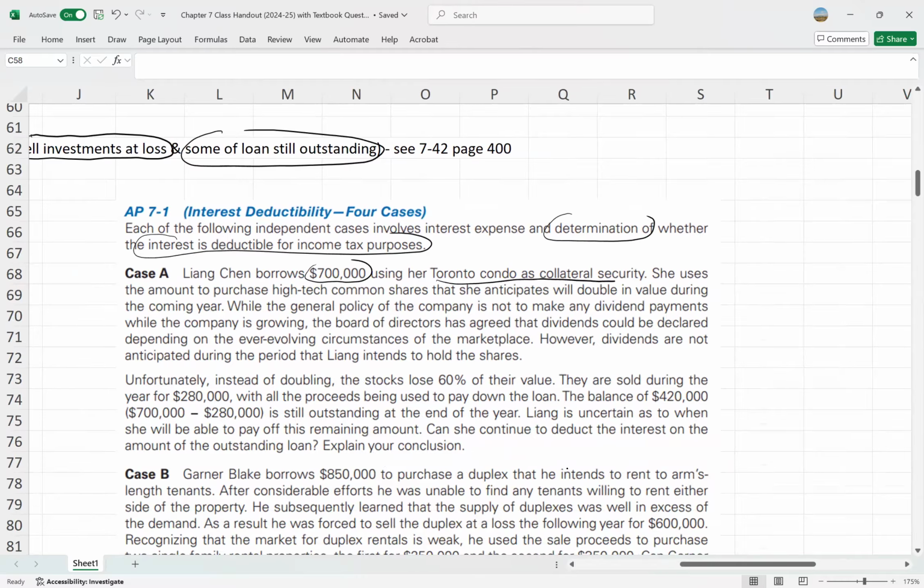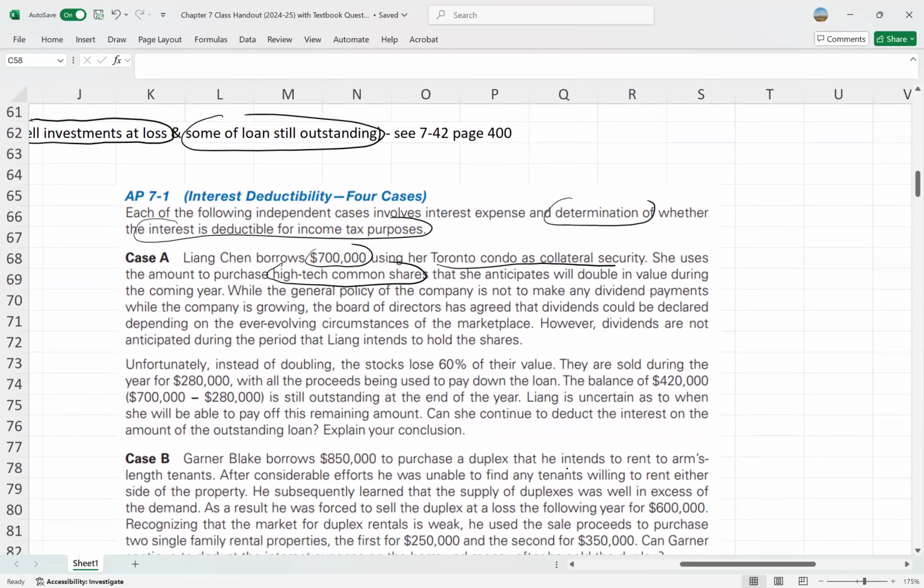So she basically borrowed the money. She gave the bank or the company that she borrowed from her condo as collateral in case she doesn't pay it back. She used the money to buy some high-tech shares, and she thought they were going to double in value. Now, there were no dividends anticipated during the period that she's holding the shares. However, instead of doubling, the shares lose 60% of their value. And then she sold the shares during the year for 280,000.